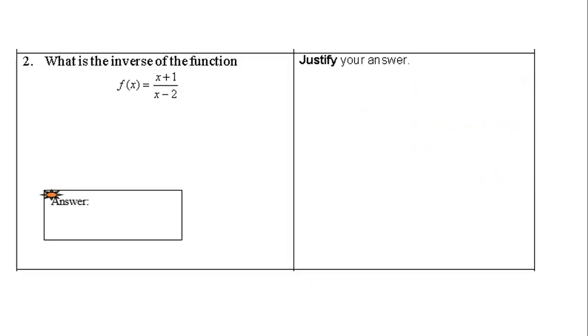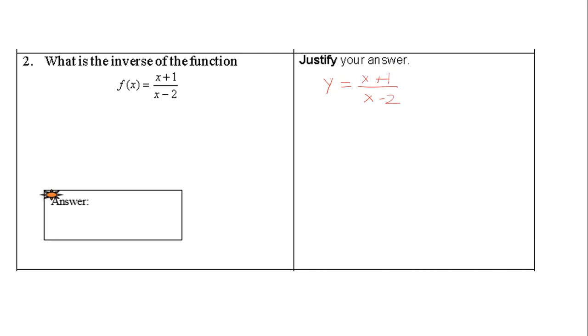Now we're finding the inverse of a function. What does an inverse mean? You know, we need to swap the x and the y. So the first thing we're going to do is start by setting the function equal to y so then we can make the swap. So y equals x plus 1 over x minus 2.